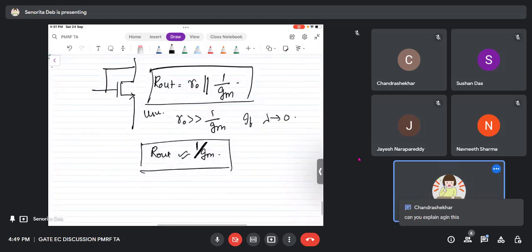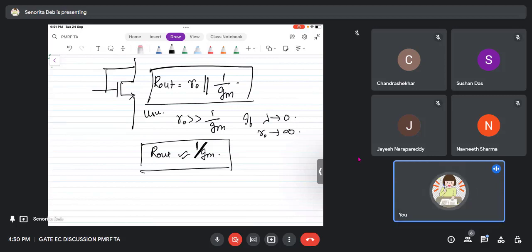So if lambda tends to 0, that means R naught will tend to infinity, and in that case we take 1 by GM to be this thing. Okay, so in that case R naught will be very greater than 1 by GM, and then you can take this approximation.